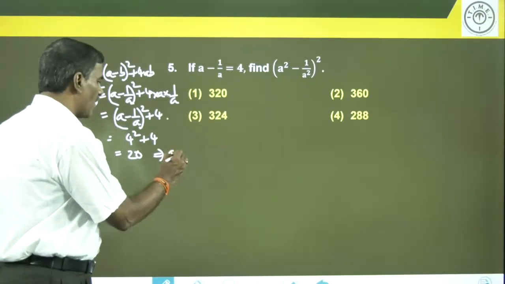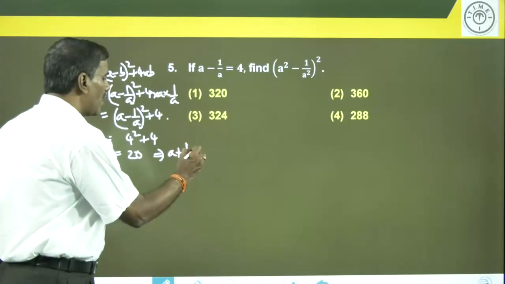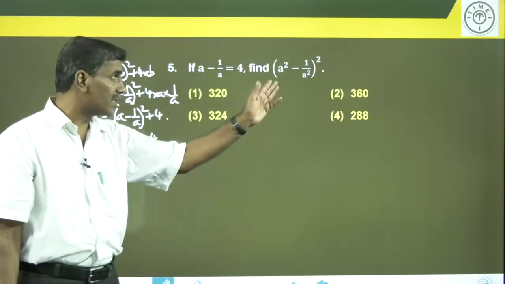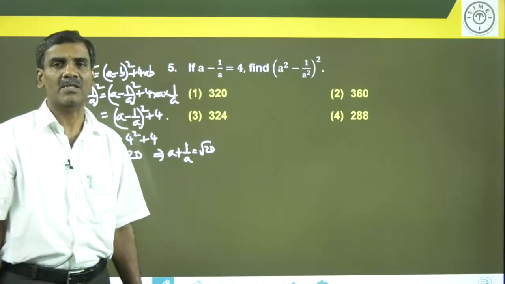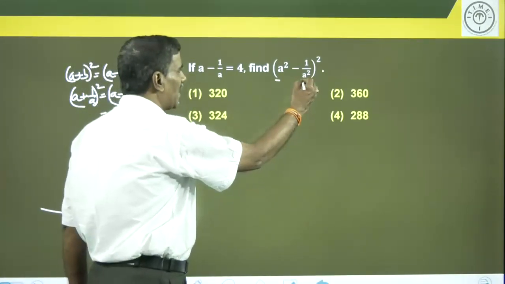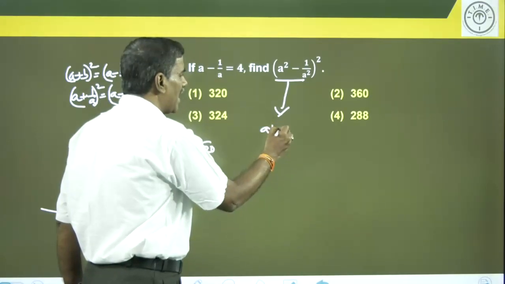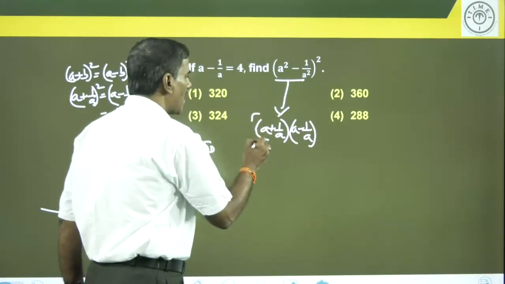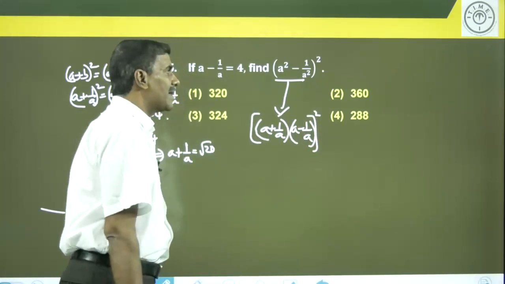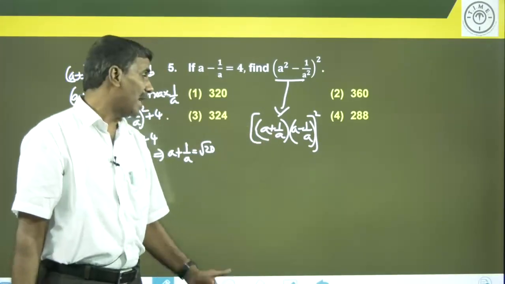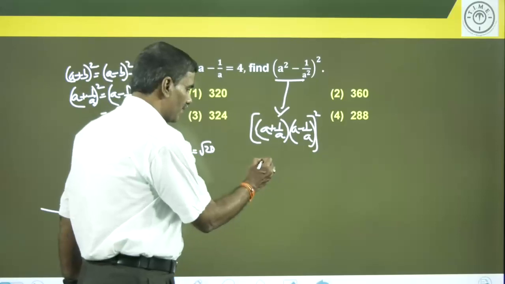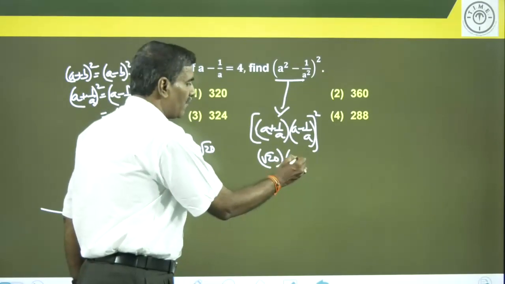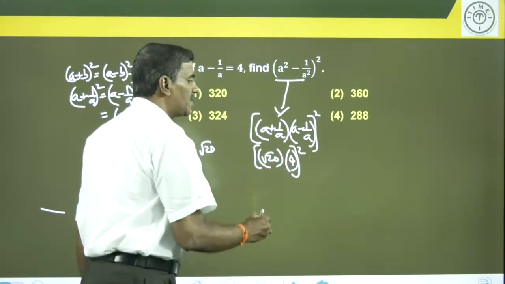That implies a plus 1 by a will be what? Under root 20. But the question is not asking for how much is a plus 1 by a whole value. The question is focusing on what is a square minus 1 by a square whole square. So can we rewrite this one as a plus 1 by a into a minus 1 by a whole square or not? Because a square minus 1 by a square is nothing but a plus 1 by a into a minus 1 by a. A plus 1 by a value, how much did we get? Root 20 we got. And a minus 1 by a is given as 4.